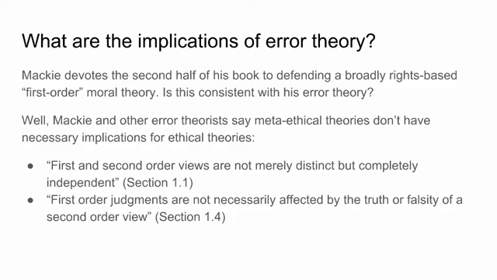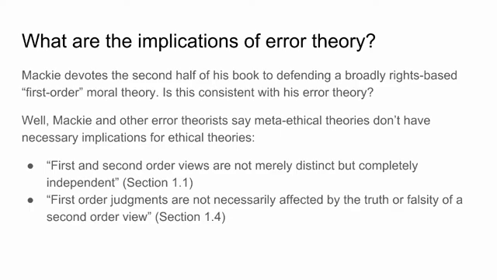So, taking all that in stride, Mackie builds on this and devotes the second half of his book to defending a first-order moral theory that is broadly rights-based instead of utilitarian. So there's this question here: he's just rejected all moral facts. How is this consistent with his error theory? Well, Mackie and other error theorists say that metaethical theories don't have necessary implications for ethical theories.